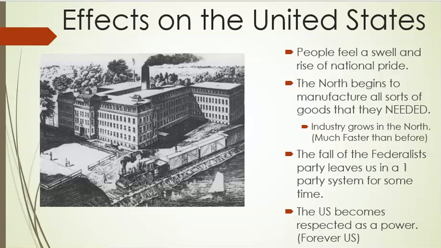Now, the North begins to manufacture all sorts of goods that they needed. So this was already happening, but it's going to increase because when they're blockaded and fighting war with Britain, the people who they got their stuff from, now there's no stuff, right? Now nothing's coming. If you thought nothing was coming before, definitely nothing's coming now. And so manufacturing is going to take a boom. If it was already on the rise, it explodes on the rise and it just keeps going. The Federalist Party is going to go away and die. And we'll talk about why on the last slide.